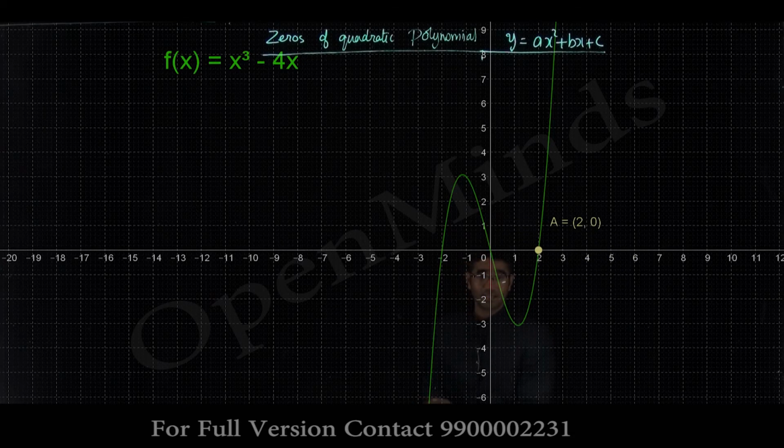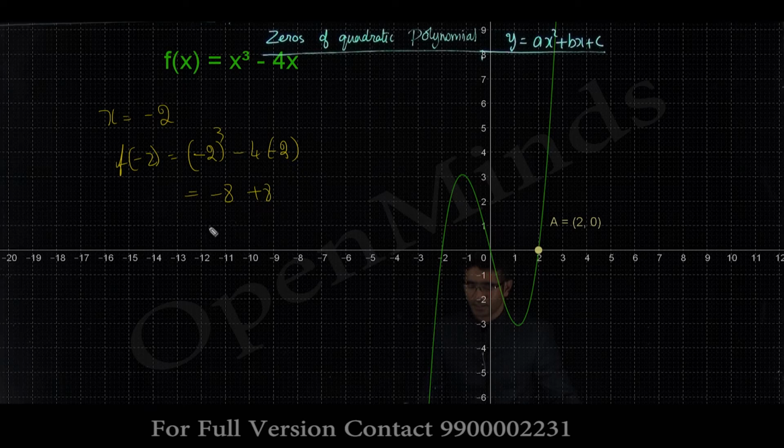Now let's do this mathematically and say, well, let's take the value of x as, in this case, -2, and see what happens if I substitute here. I can get that f of -2 is equal to, x is -2, I can write -2 the whole cube minus 4 times -2. See what's happening. I do get this as -8 plus 8, and I can see I get a 0. So that's the point which is x is -2 and y is 0. So that's my first 0 of this polynomial.